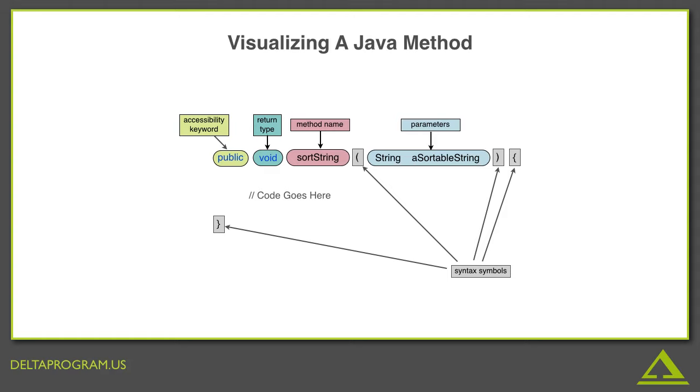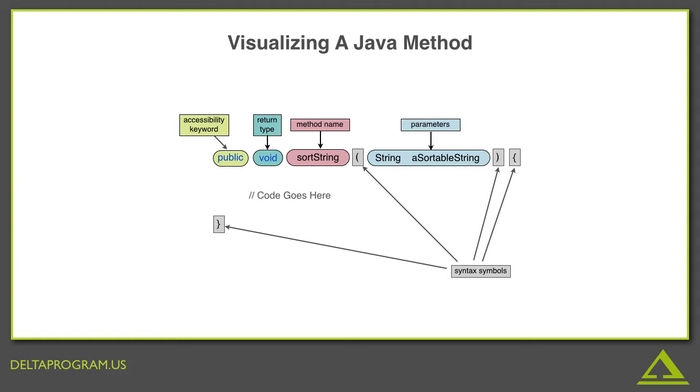The parentheses house a special part of the method signature called the parameters. These are basically the inputs for the method. In other words, they are what the method requires you to give it in order to run properly. In a method signature, each parameter definition requires 2 things: a data type, in this case string, and a generic name, in this case sortableString.